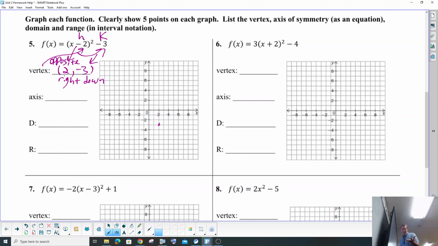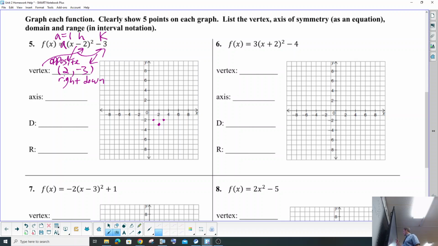Now the easy way to do this, if there's not a number in front, right? If your a value, if there's not a number there, if a just equals 1, then you can do it this way. According to our parent function, you can go right 1, and 1 squared is just 1, so up 1. So right 1, up 1. Then you can go left 1, up 1. And there's the start of your parabola, graphing your quadratic equation.